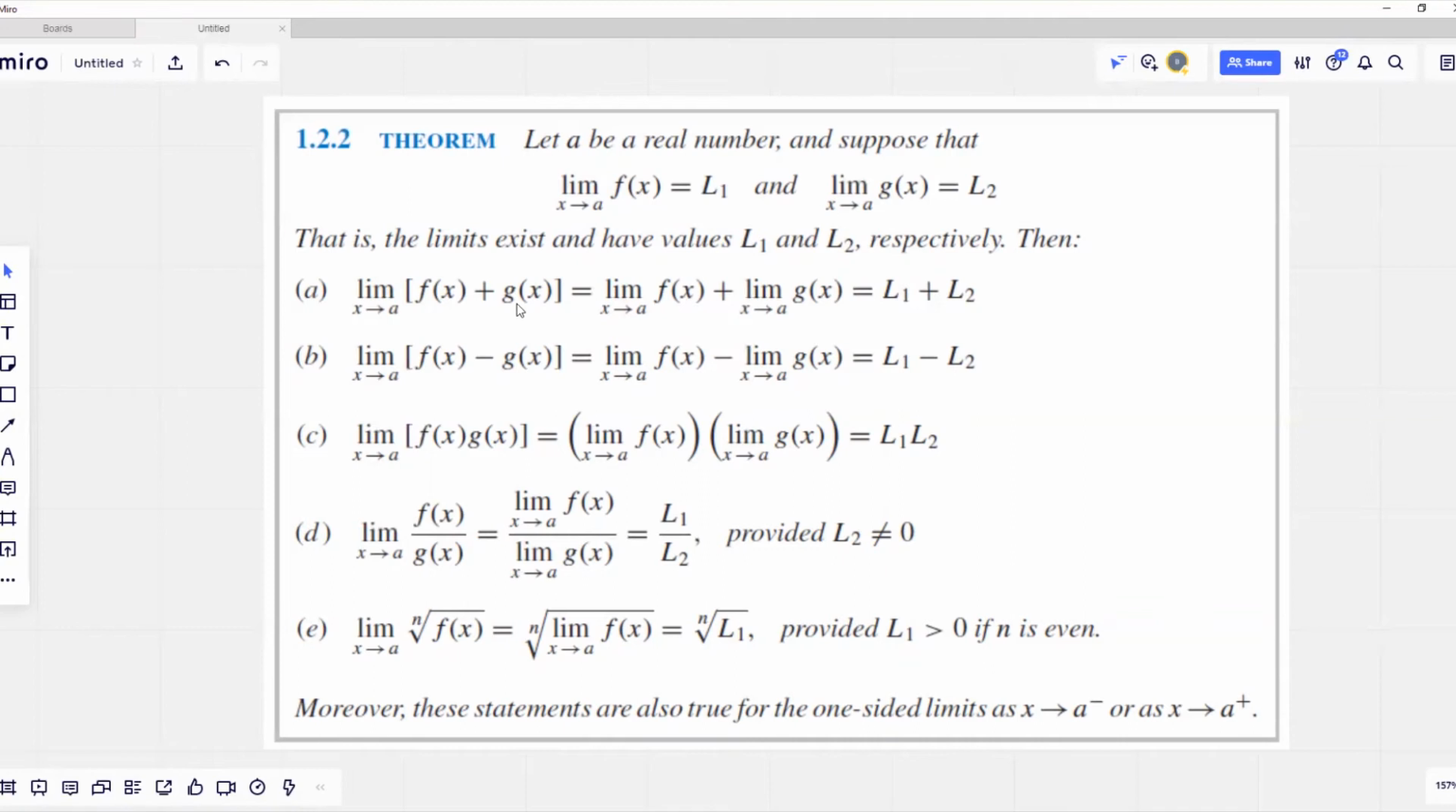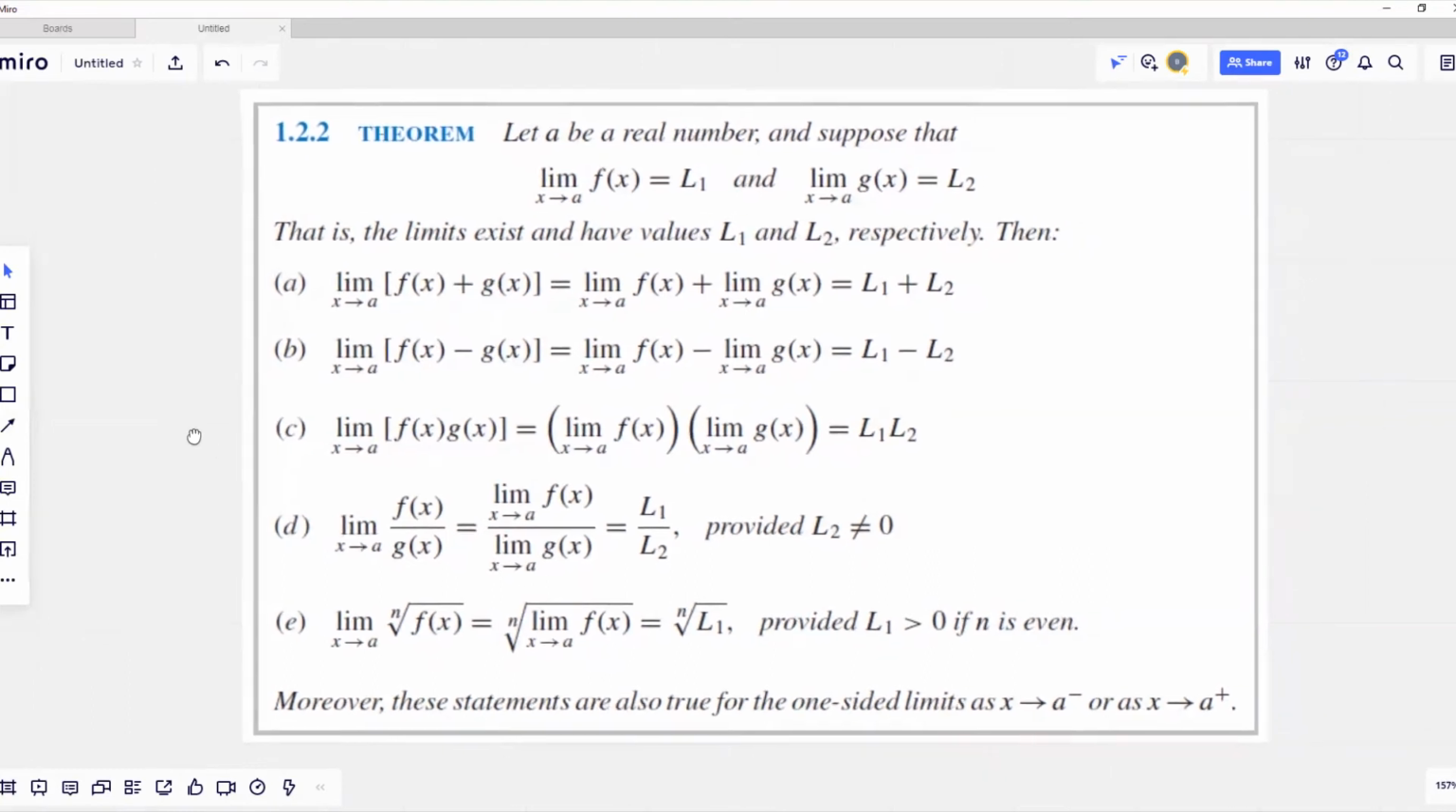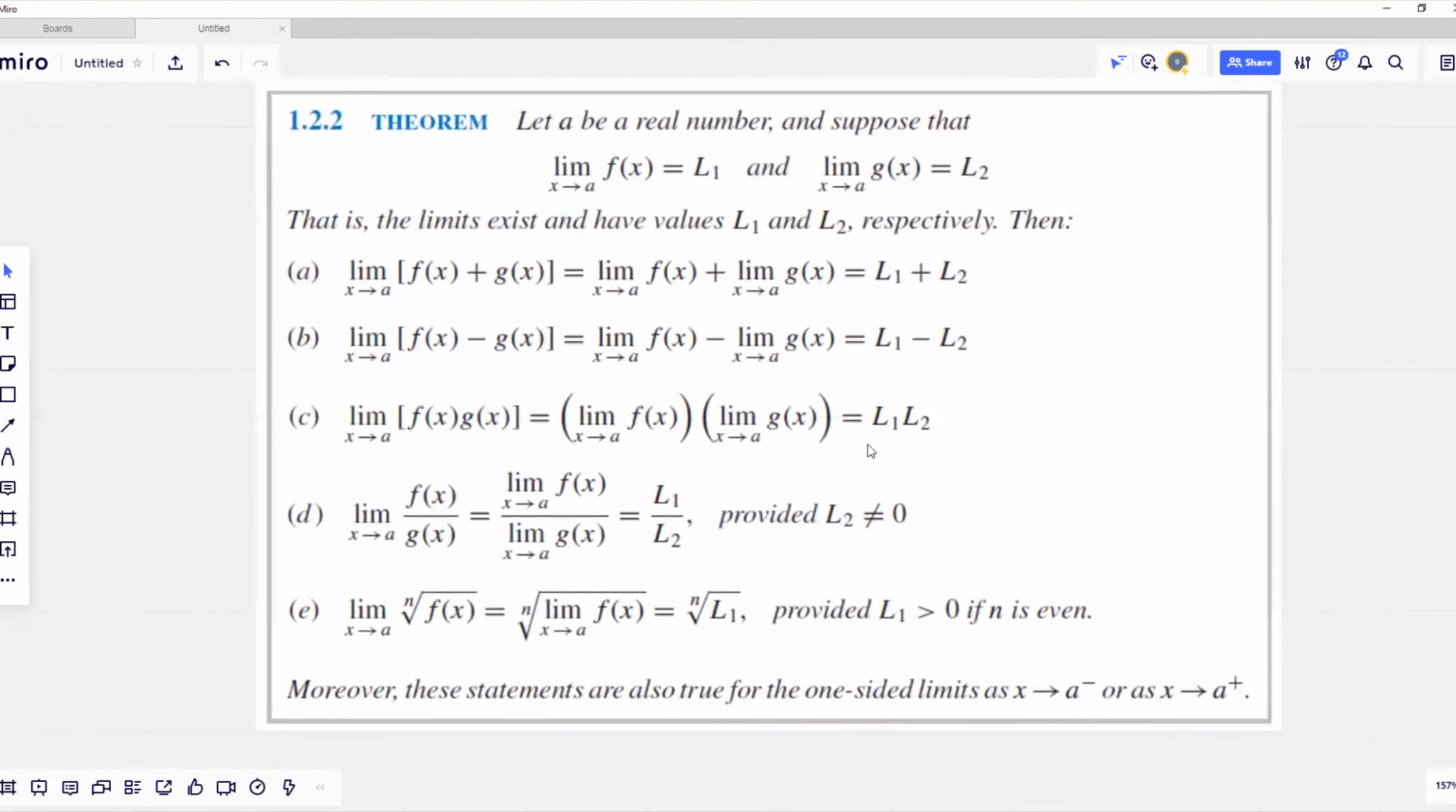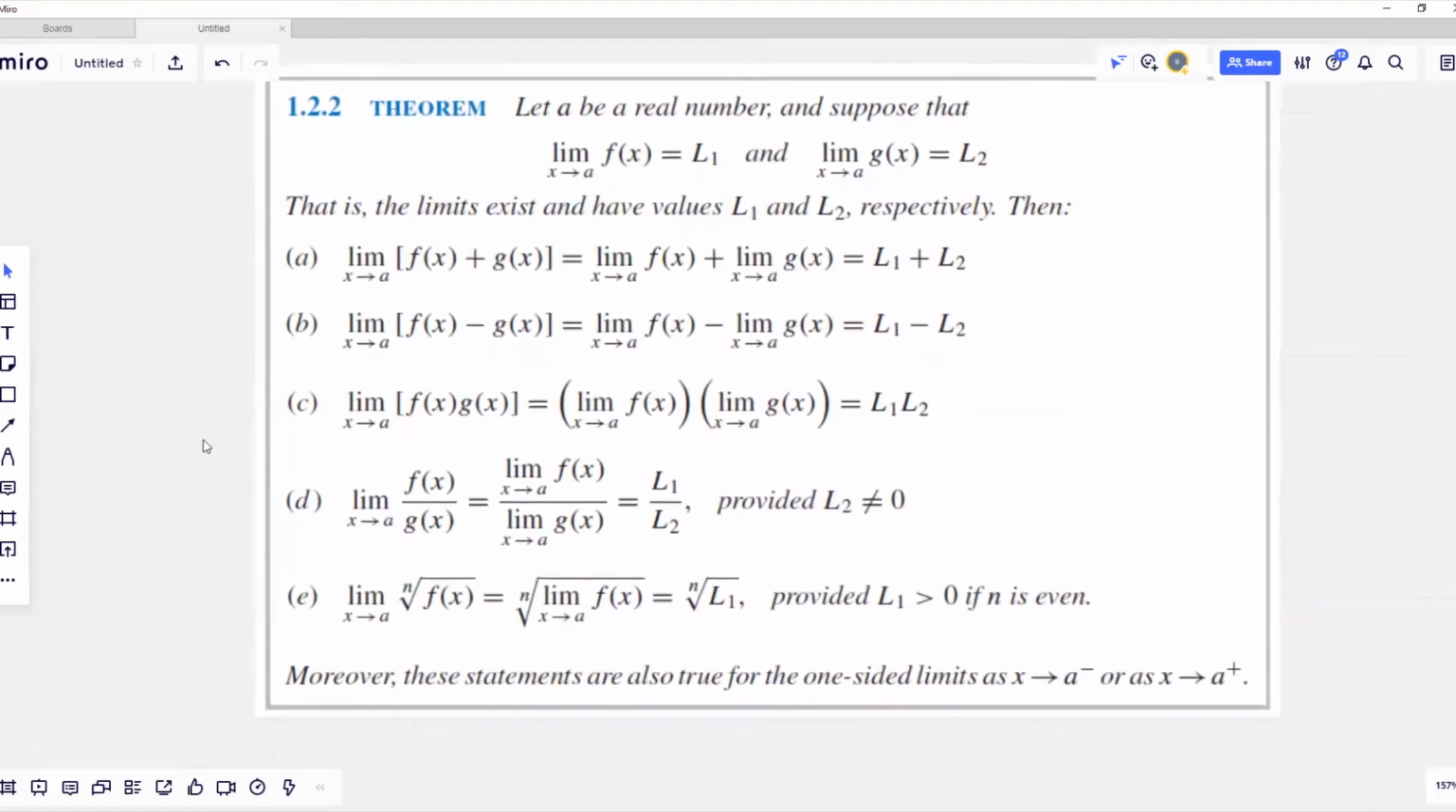Limit of a sum can be expressed as a sum of limits. So this limit of the sum of these two functions here is equal to L1 plus L2. Same works for limit of difference of two functions, which is equal to L1 minus L2 then. And if we have limit of a product of f of x and g of x, then this is equal to L1 multiplied by L2. So limit of a product is equal to the product of limits.